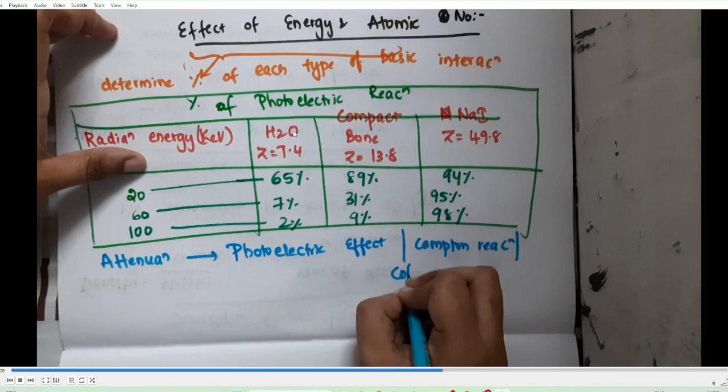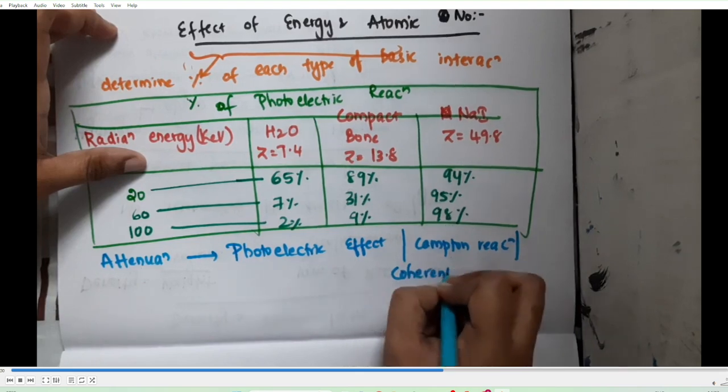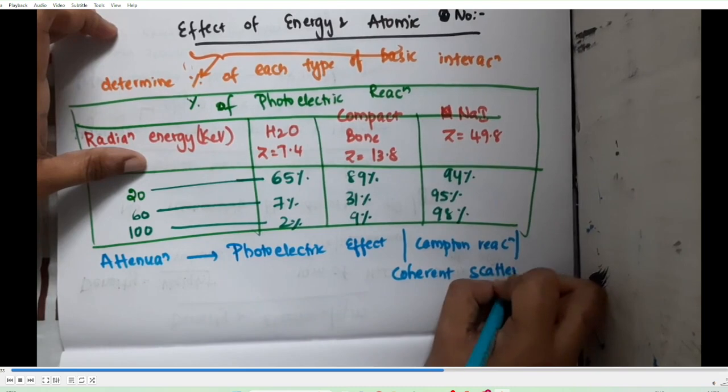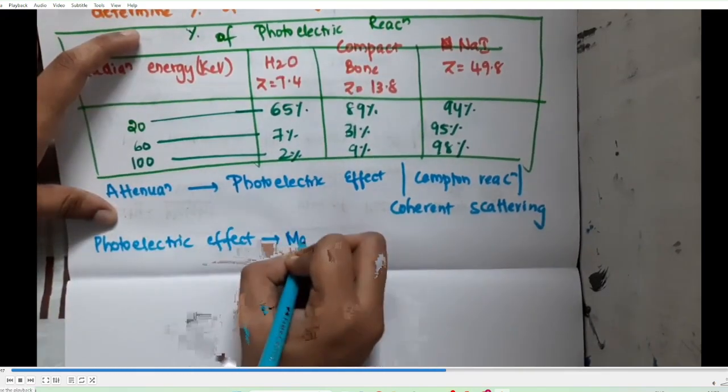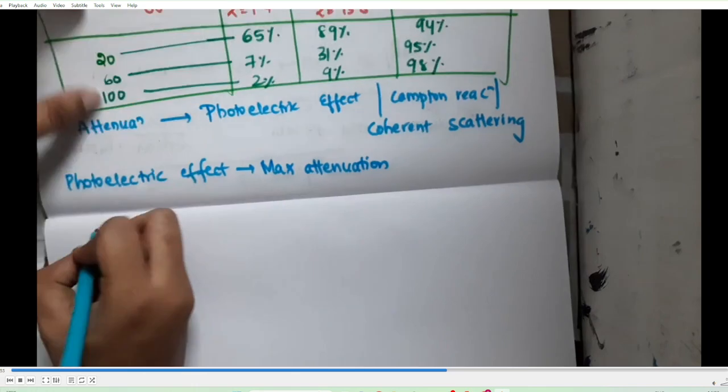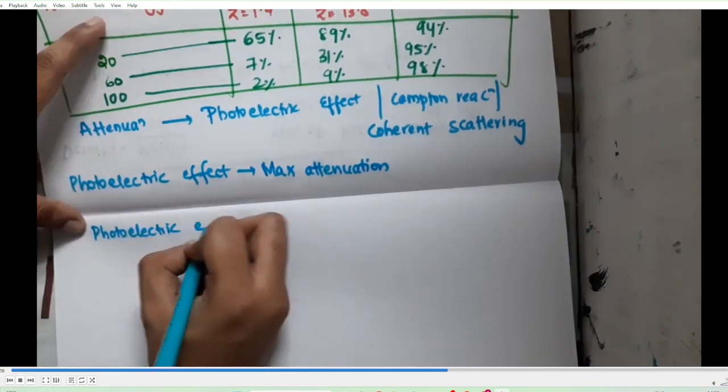Similarly, as the radiation energy increases, the photoelectric effect of water and compact bone decreases, and sodium iodide will show a little increase. So the attenuation is photoelectric effect. Attenuation is a combination of all the three, that is photoelectric effect, Compton reaction and coherent scattering. Together we get the attenuation. Photoelectric effect shows the maximum attenuation.